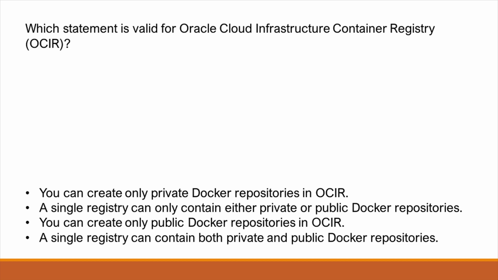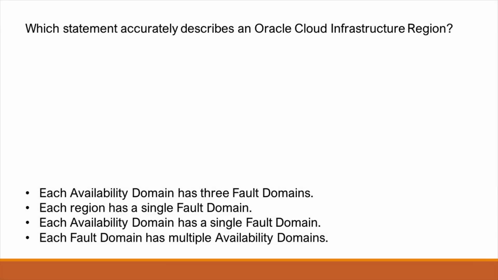Correct answer for this question is option 4, a single registry can contain both private and public Docker repositories, because repositories can be either public or private but can't be both. But these both types of repositories can be inside a single registry. Let's talk about this question.